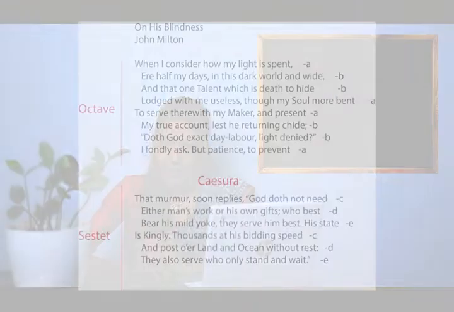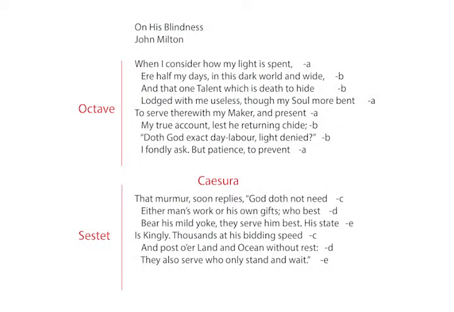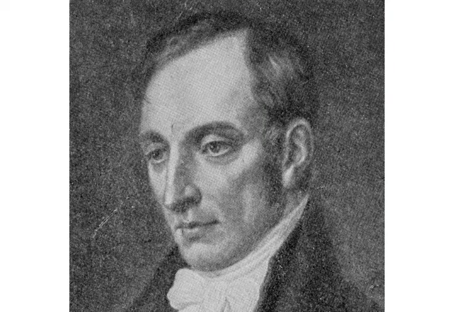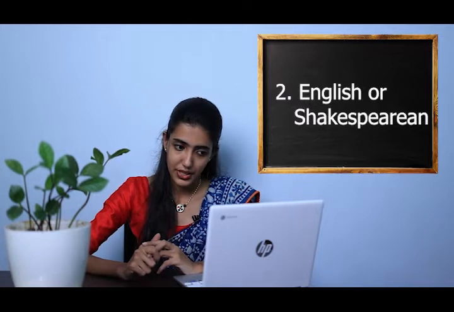The rhyming scheme of Petrarchan sonnet is ABBA, ABBA, CDC, CDC or CDE, CDE. So there's an easy way for you to remember this rhyming scheme. It is just Abba Abba Kre Kre. Okay. And the practitioners of Petrarchan sonnets are Milton. Milton has used this kind of sonnet in his poem On His Blindness. Another practitioner is Wordsworth.